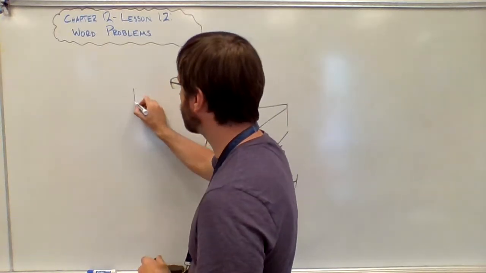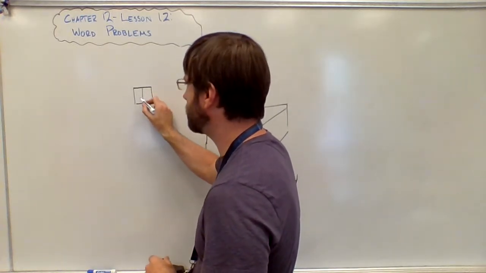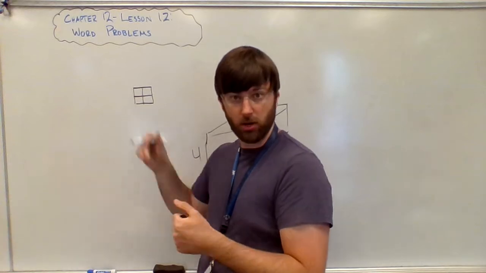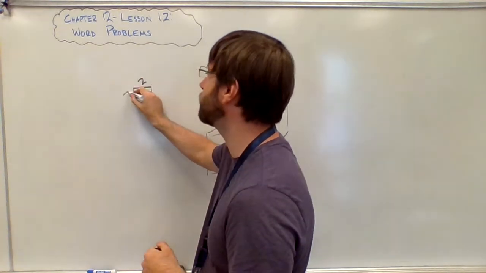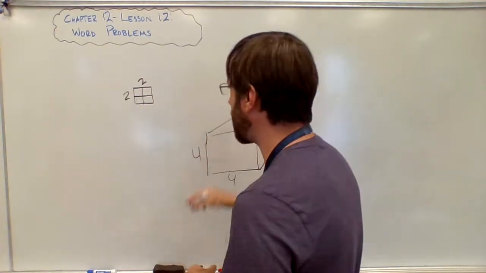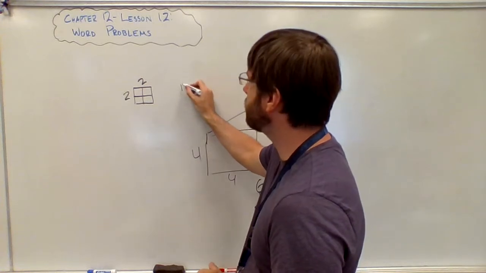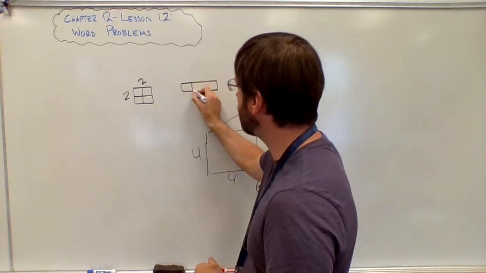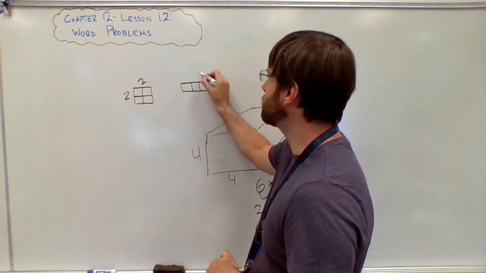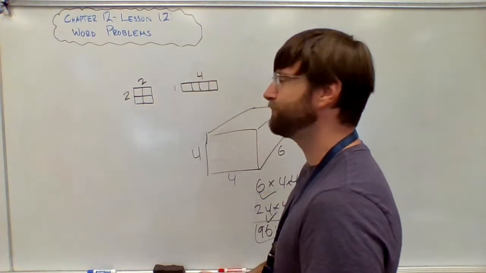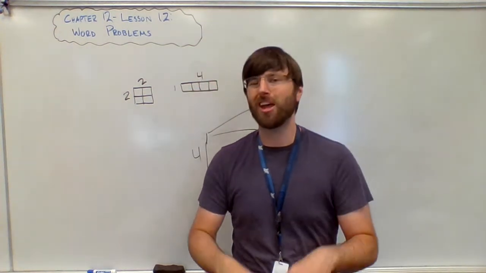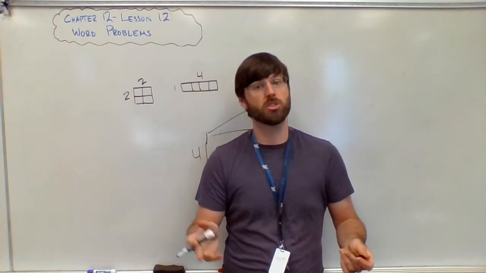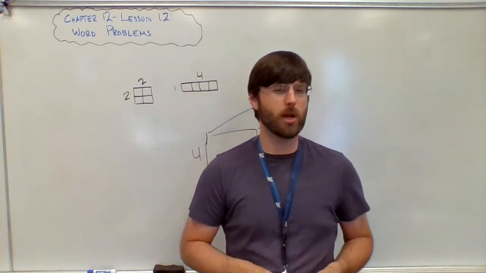I could take 4 squares and arrange them like this. This is an area of 4, right? This is a 2 by 2. Or I could take those squares and make them like this instead, and this would be a 4 by 1. Both of these have an area of 4 square units, but the perimeters are not the same.